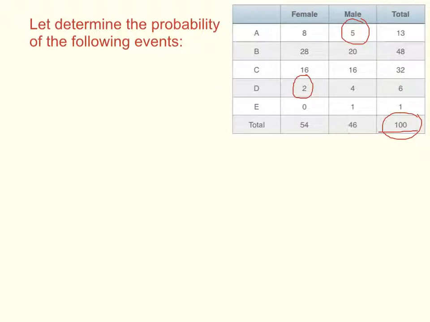Now, let's try and work out our first probability. Before we ever do this, we always make sure that we write down our sample space. So, our sample space in this case is 100, because there are 100 people in this group.